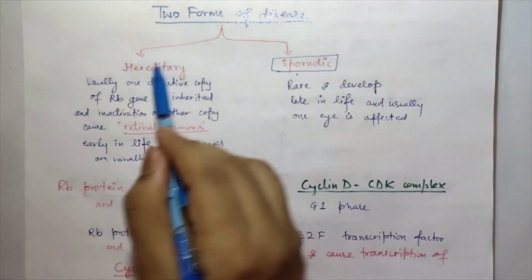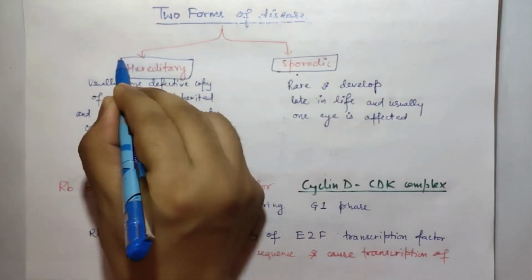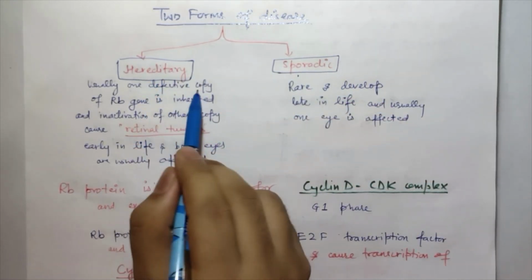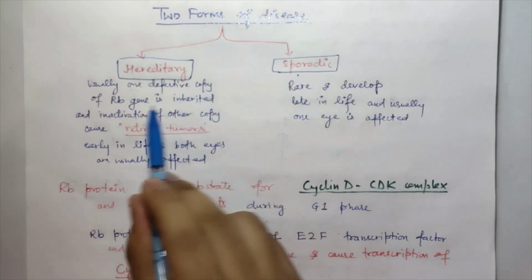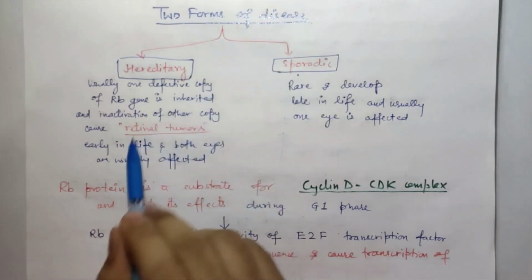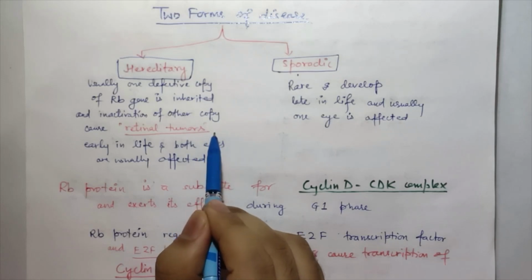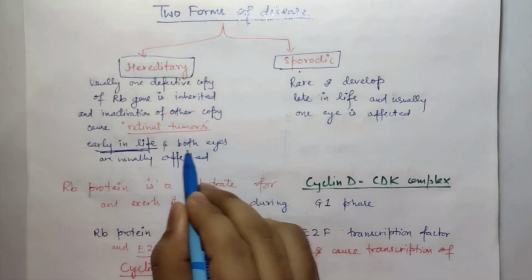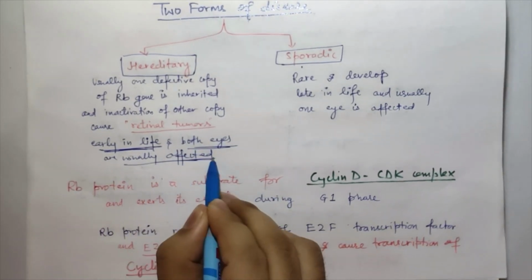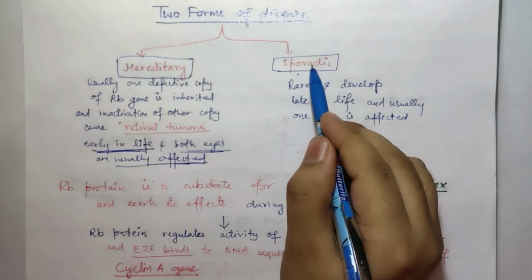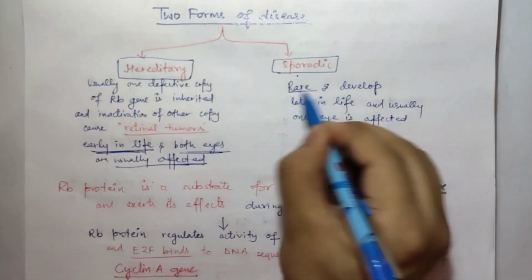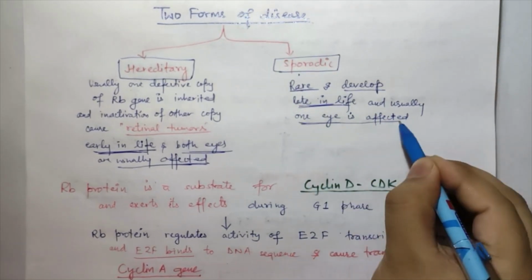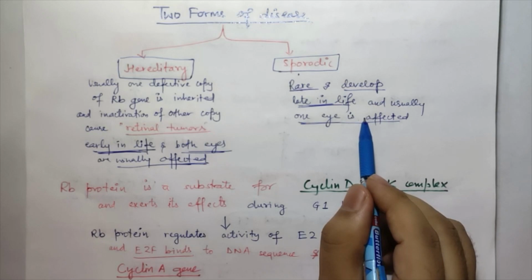They are of two types: hereditary, and sporadic in nature. In the hereditary type, a defective copy of the retinoblastoma gene is usually inherited, and it causes retinal tumors. These retinal tumors develop in the early phases of life, and usually both eyes are affected. But the sporadic type is very rare, and it develops late in life, and usually one eye is affected. Both eyes are not usually affected.